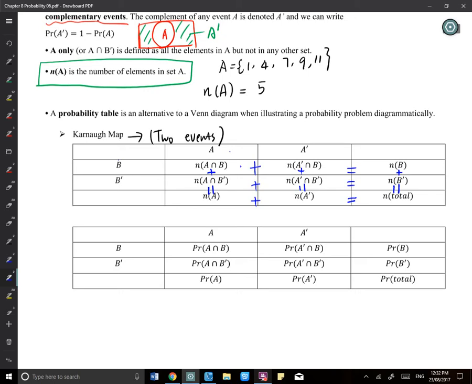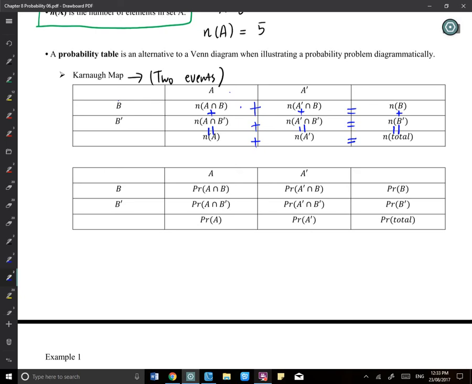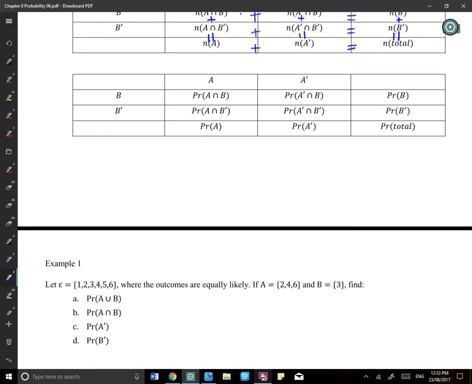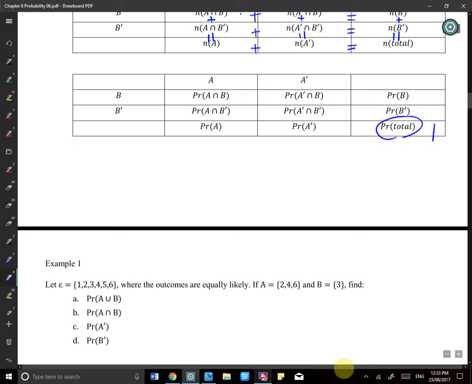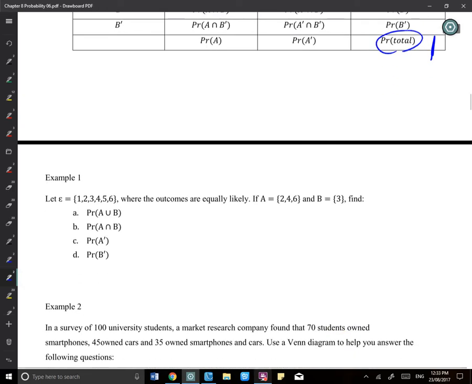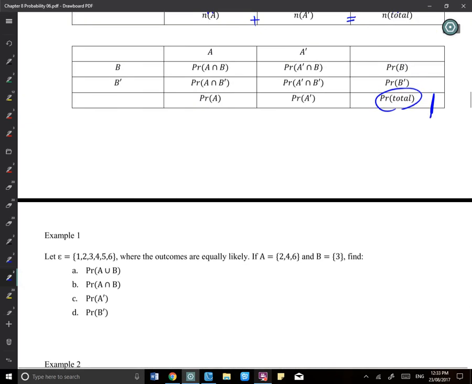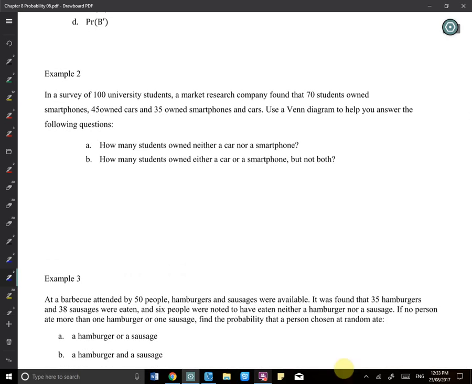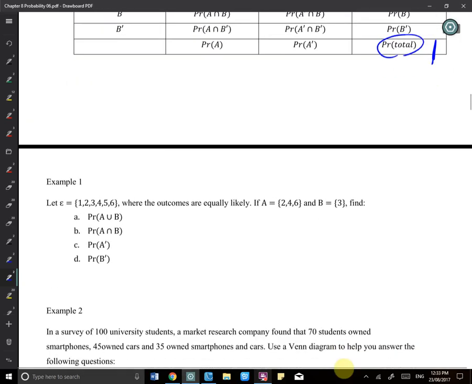It can be used for numbers, how many of each. It can also be used for probabilities. Then the total here must be 1, because the probability for the total is 1. You're adding A and A dash, and that must give you 1. So you have 1 here. Alright, let's have a look at examples below here.